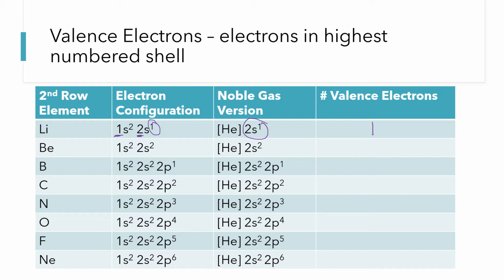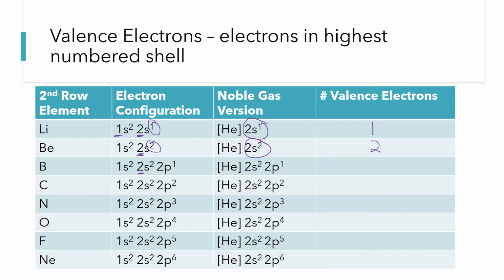If we look at beryllium, beryllium has the two shells as well, and so we want to look at only the electrons that are in the second shell, and it looks like we have two that are in that second shell. And once again, we can get that information just from looking at the electrons that are explicitly shown in the noble gas version.